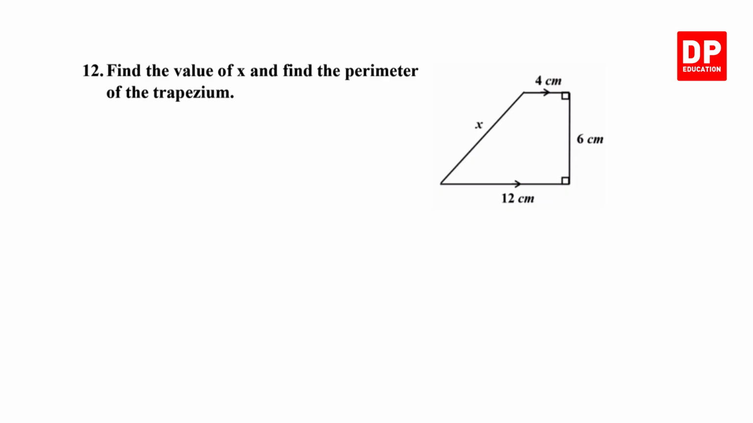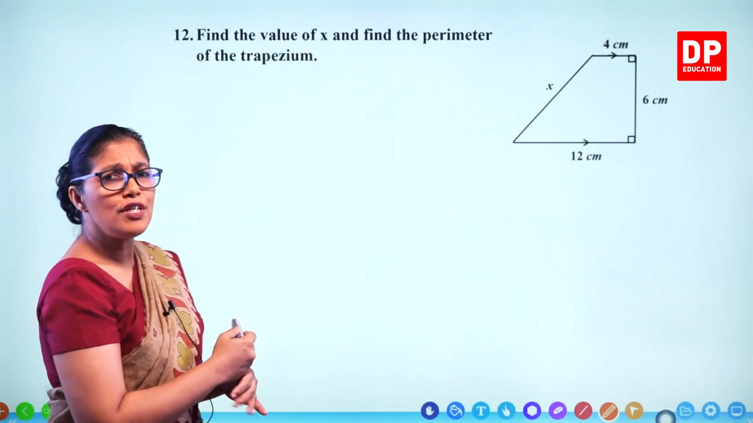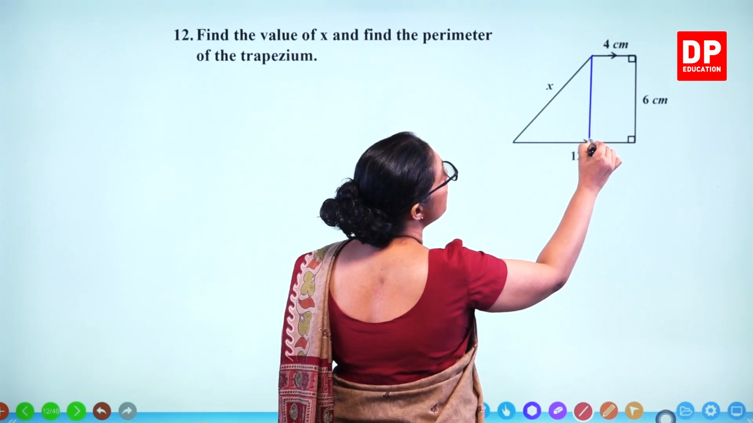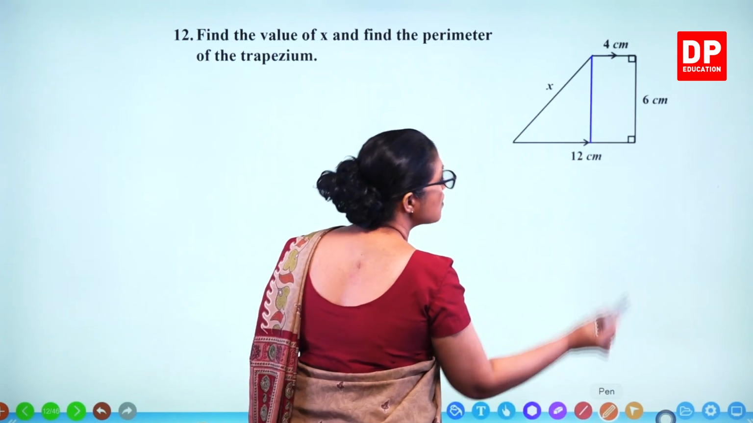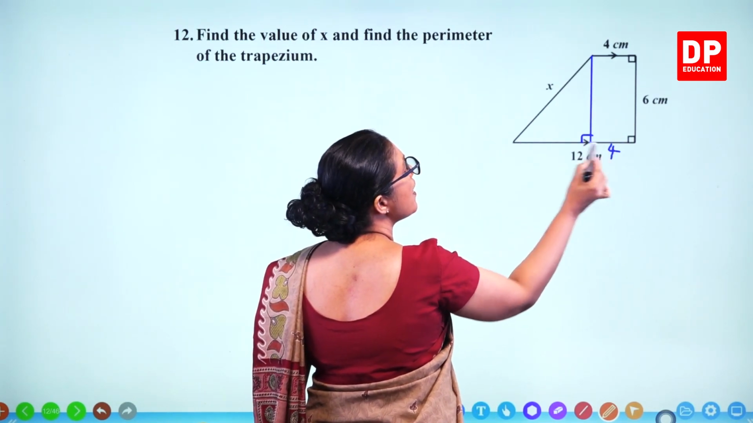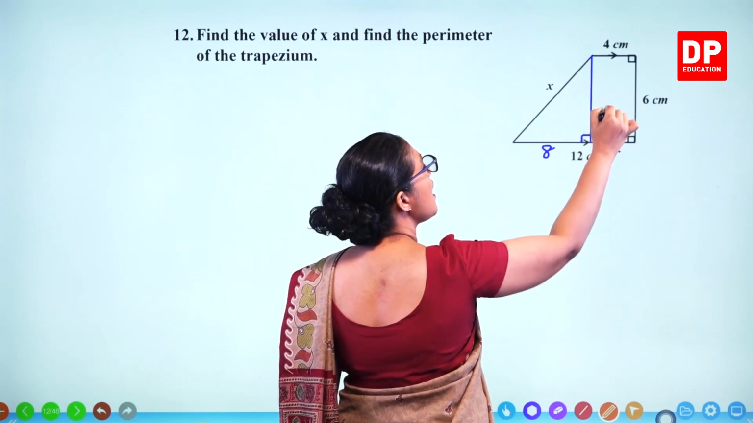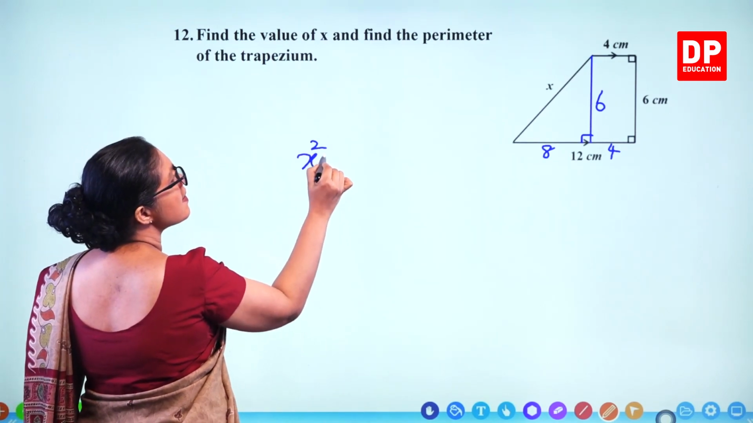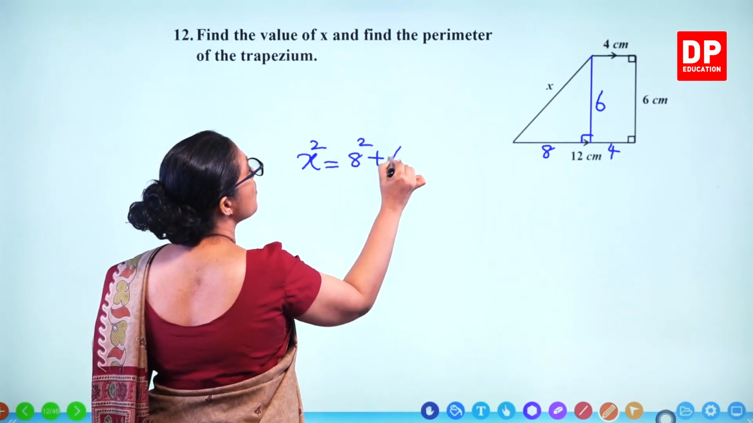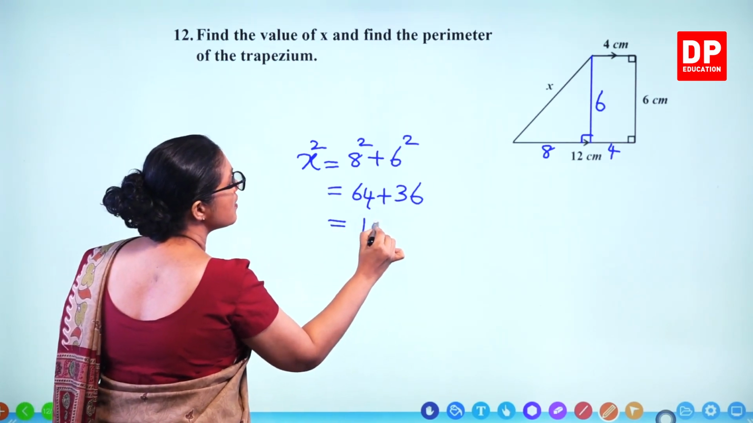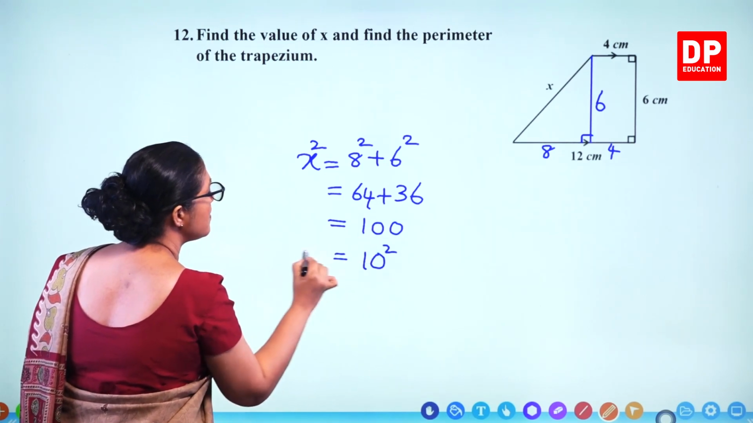Question number 12. Find the value of x and find the perimeter of the trapezium. You need to find out that length. So we'll do a small construction and see if you draw a perpendicular line to this, what you get here. This is 4. So this length becomes 12 minus 4, 8. The height is the same, that's 6. You can easily use Pythagoras Theorem. So x squared, the hypotenuse, is 8 squared plus 6 squared. 8 squared is 64, 6 squared is 36. You get 100, that means 10 squared is x squared.